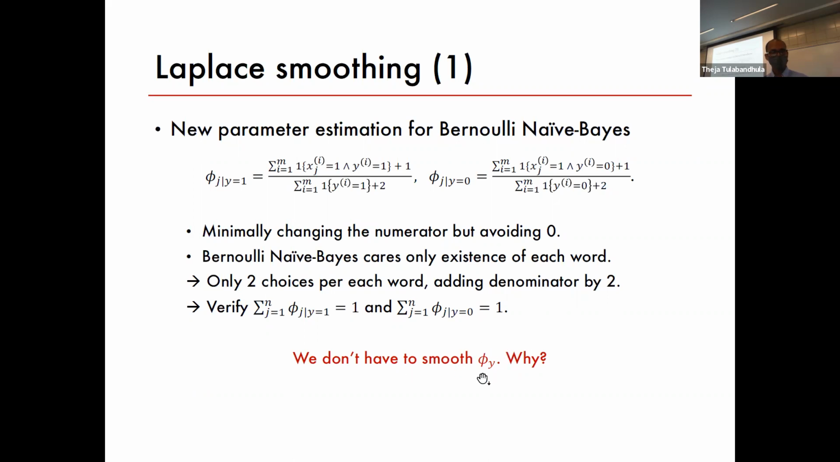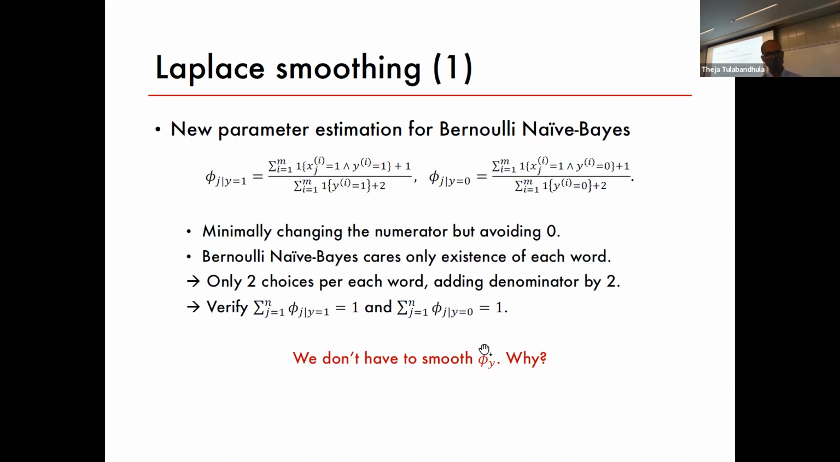Okay, we don't have to smooth P of y. So remember, P of a word given positive class and P of a word given negative class, we are smoothing like this. Those are two sets of parameters for the Bernoulli Naive Bayes model. There's also one other parameter, which is the probability of a positive class, for example, or the probability of negative class, where they sum to 1.